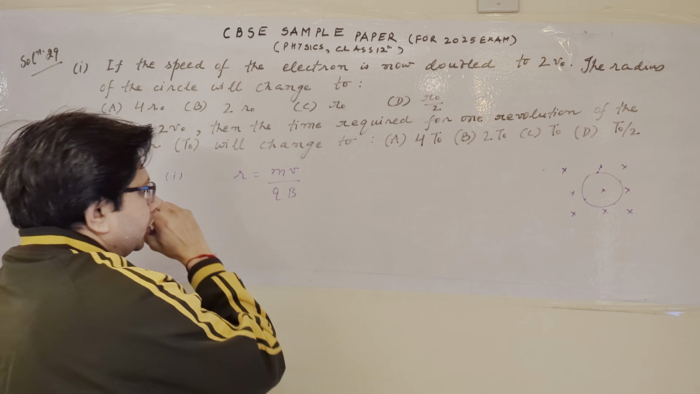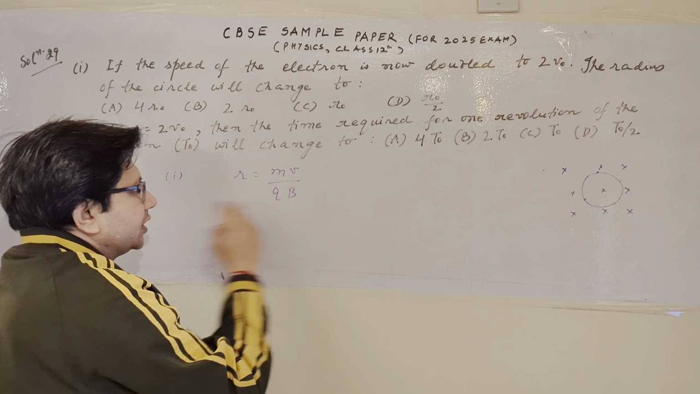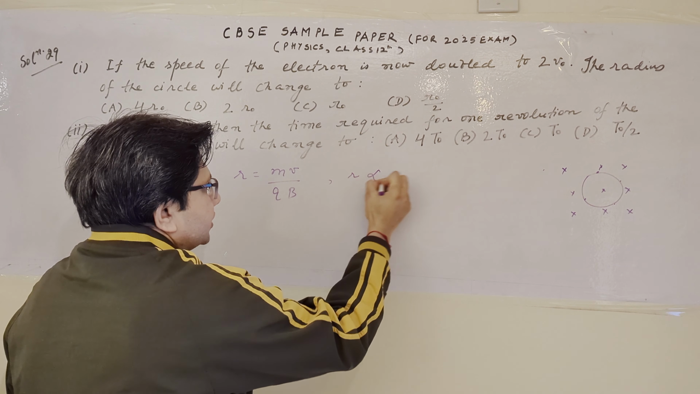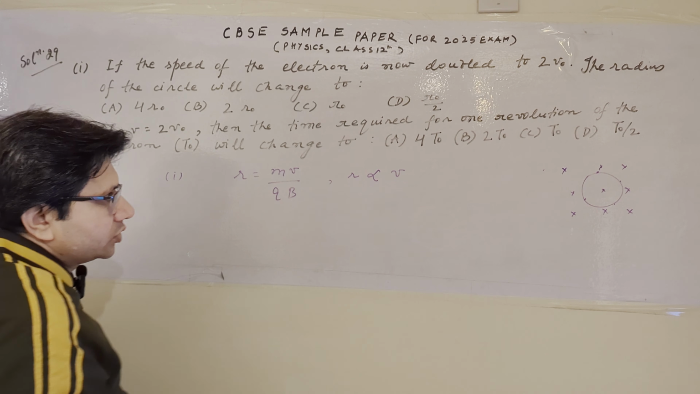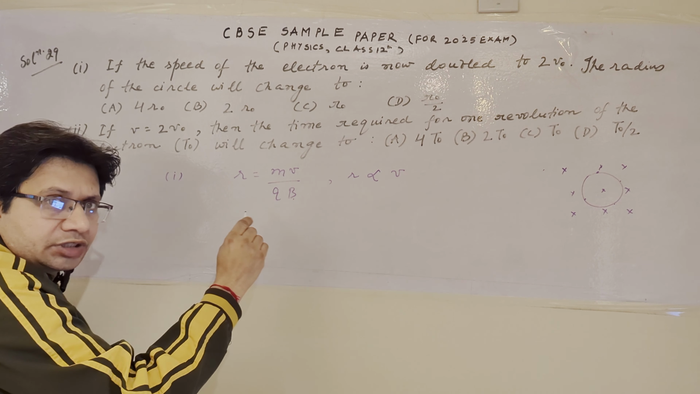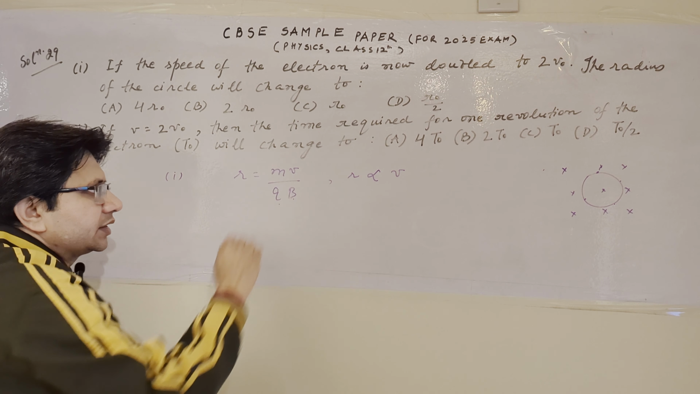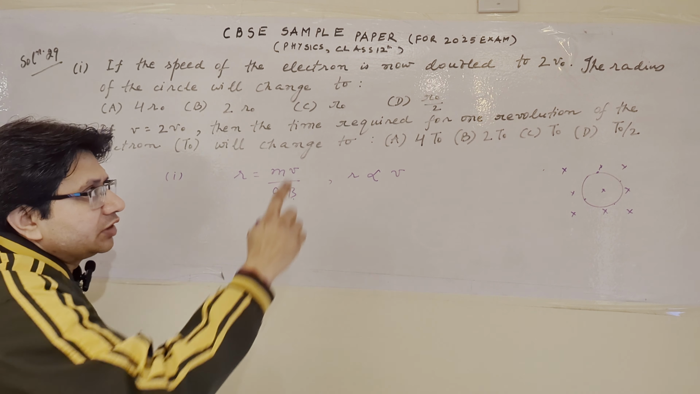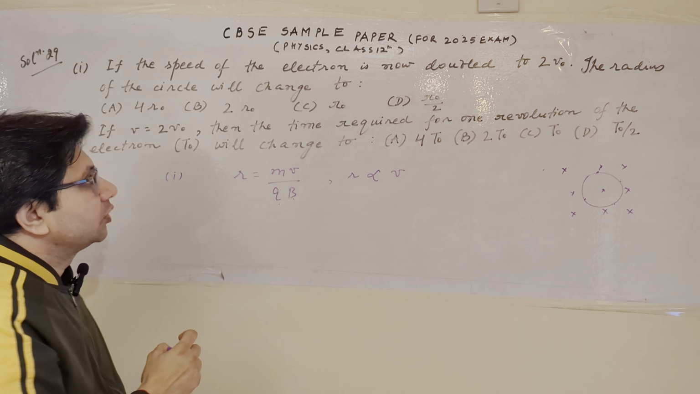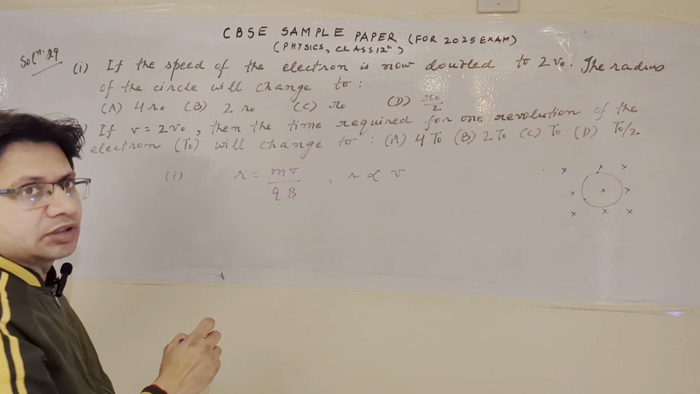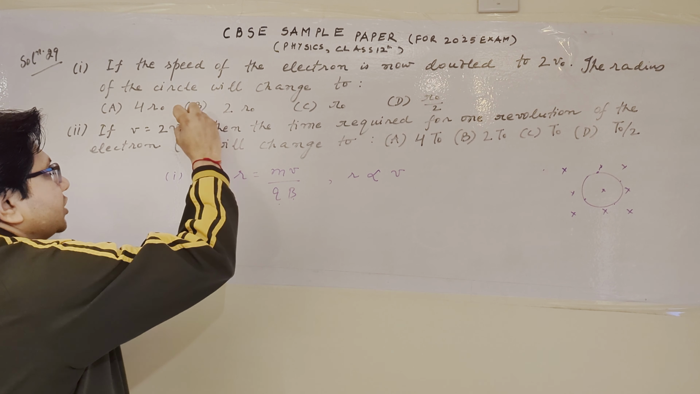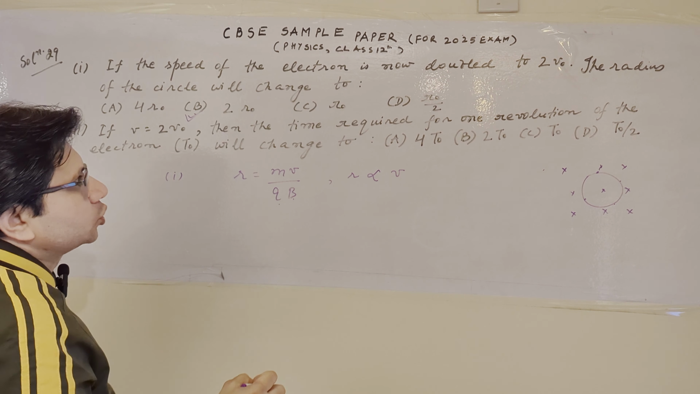Now in this particular expression, we can clearly see that the radius is directly proportional to v, because the magnetic field is constant, meaning uniform, the charge is fixed, and the mass is fixed. So we can say that r is directly proportional to v. If we double the velocity, then the radius will also be doubled. So we can say that option B is correct here. The new radius is 2r0.